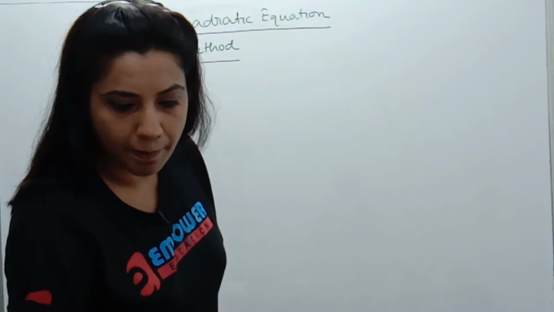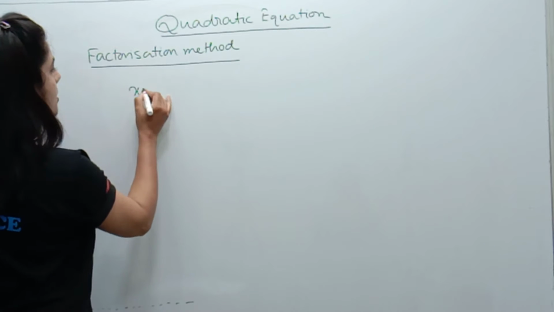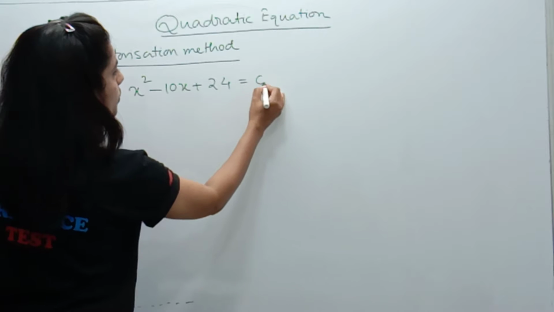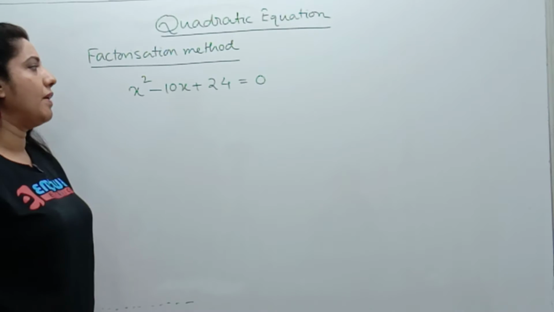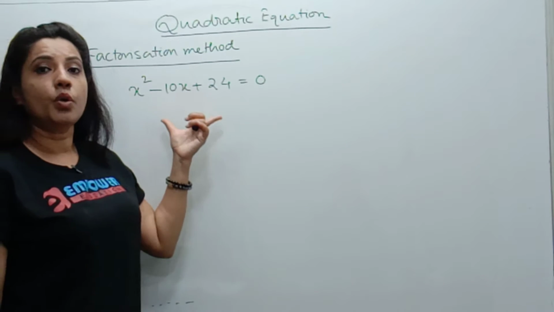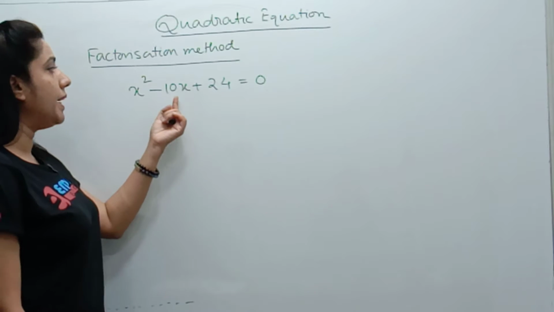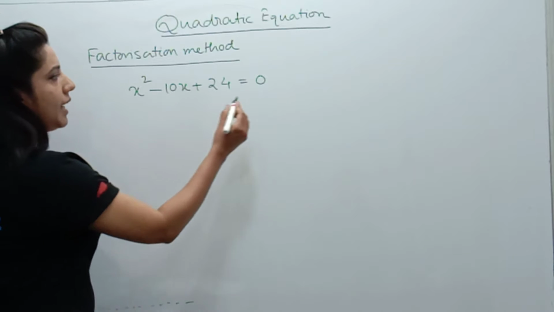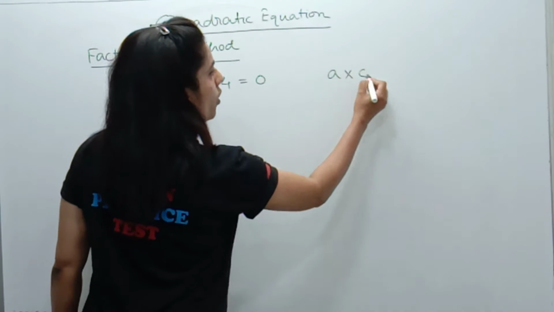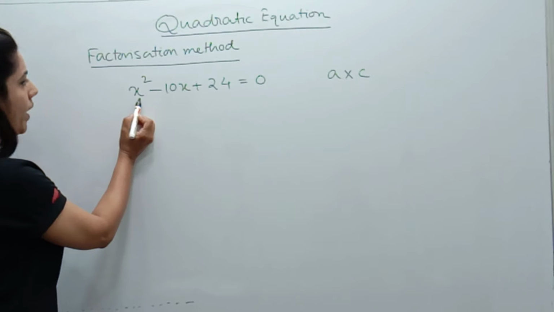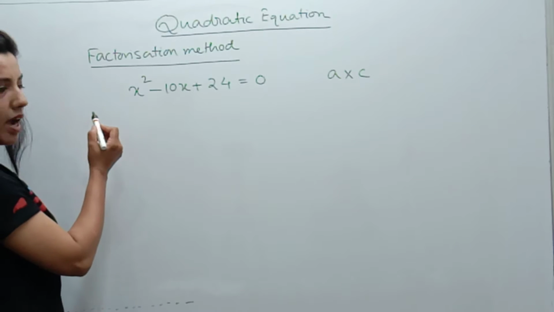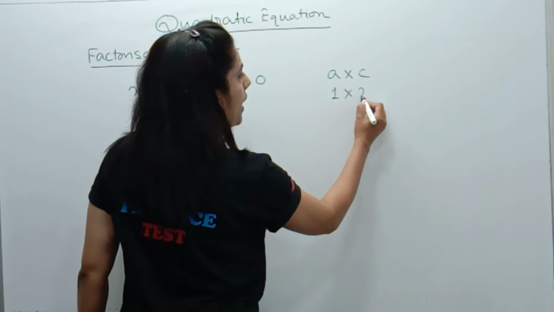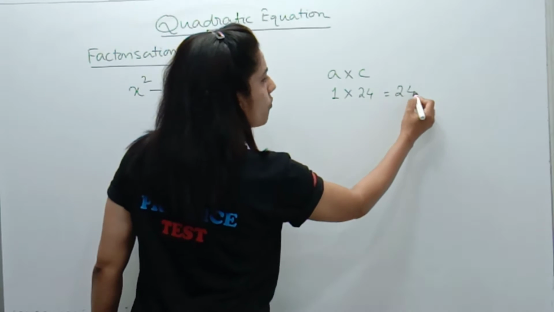Let us take one example. Say x square minus 10x plus 24 equal to 0. How to solve it by factorization method? Now you all know that this can be solved by splitting the middle term. How do we split the middle term? We multiply a into c. What is a? Coefficient of x square. Nothing is written, that means 1, and c is the constant term. So 1 into 24, that gives you 24.